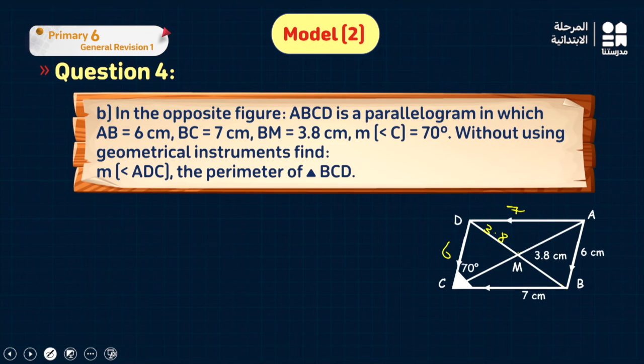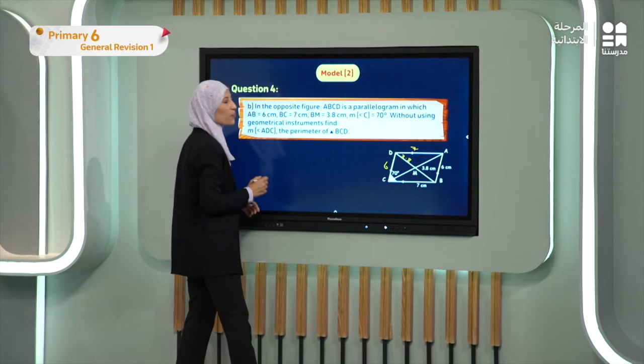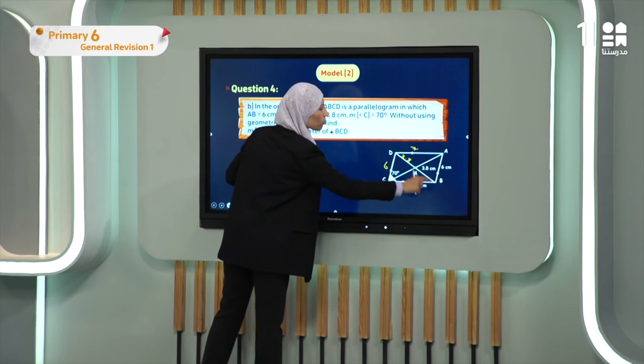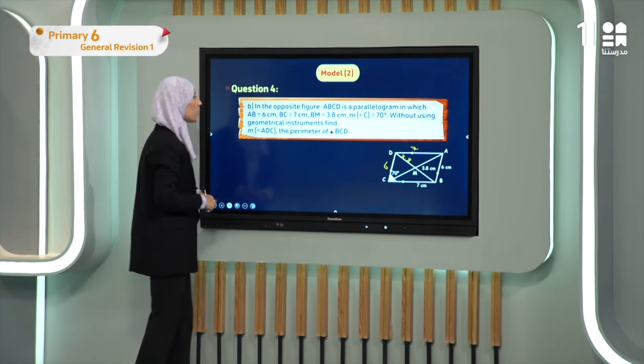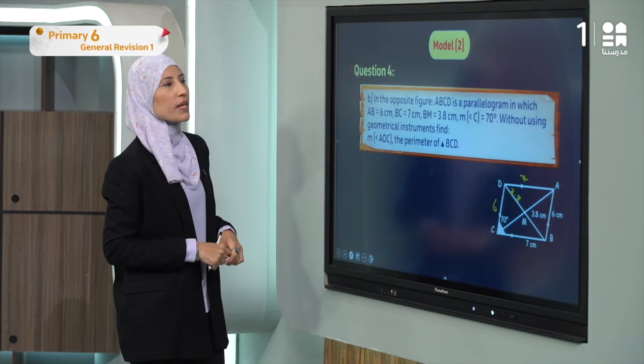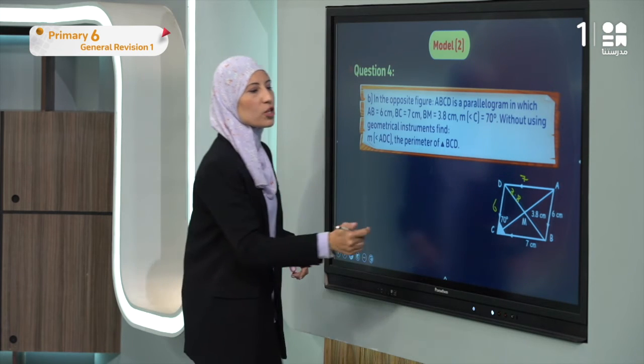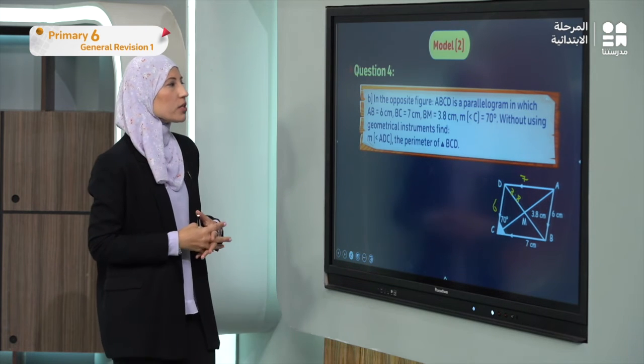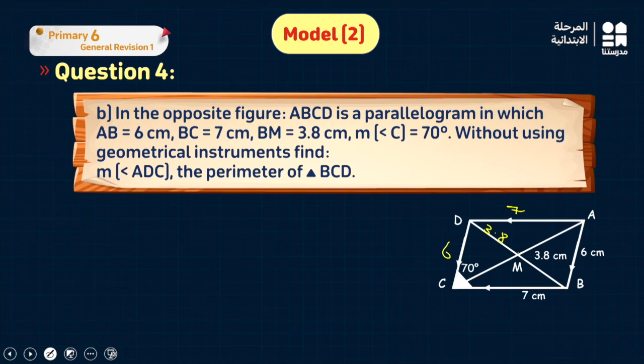So what is the whole DB? I will add 3.8 plus 3.8 to find the length of the diagonal DB. After that, he tells me the measure of angle C. So the measure of angle C equals 70 degrees. Without using calculators or geometric instruments, you have to find the measure of angle ADC, then the perimeter of triangle BCD.